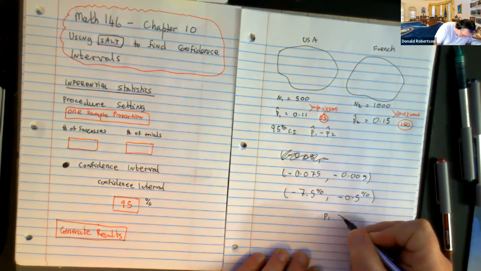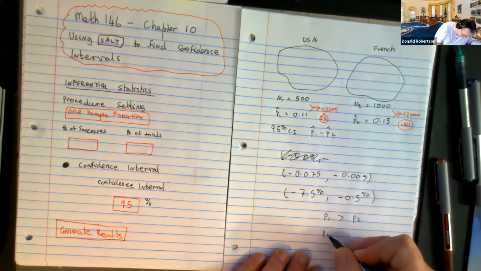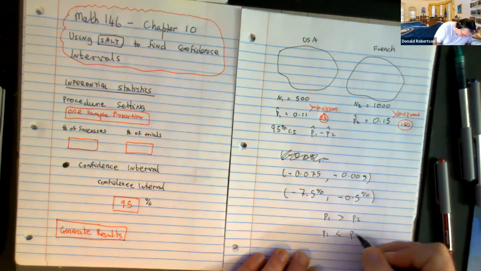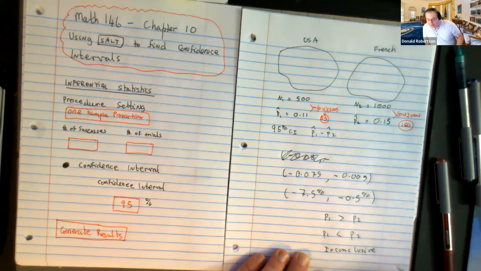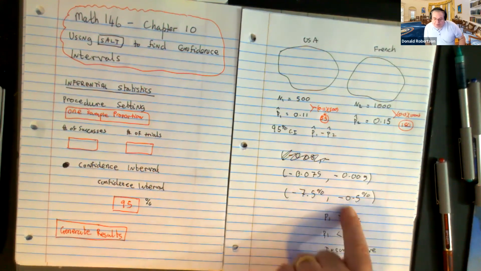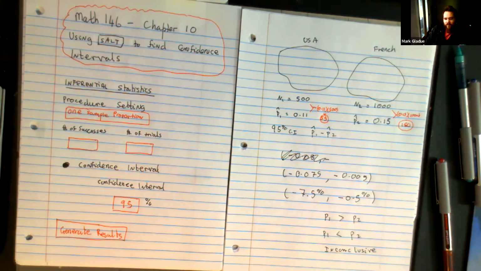mean P1, is that evidence that P1 is bigger than P2, that P1 is less than P2, or is that just inconclusive because you can't tell? Which of those three can you interpret from this result? P1 is less than P2. Agreed.